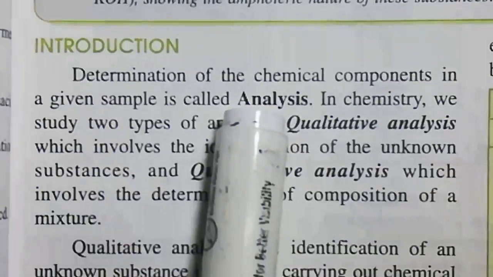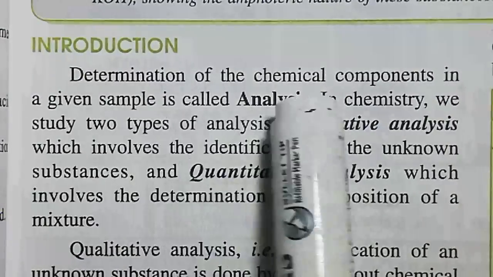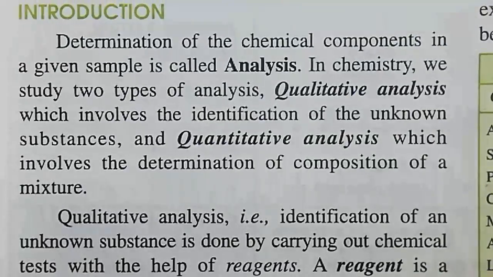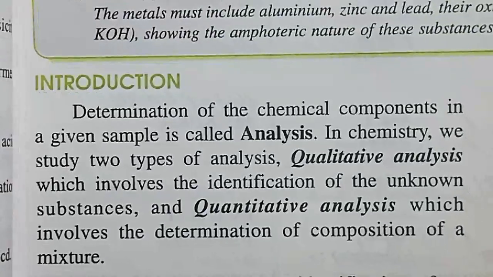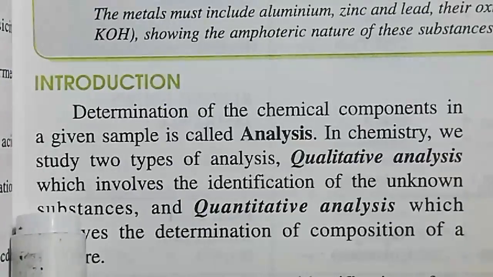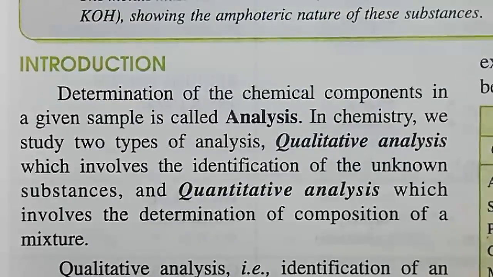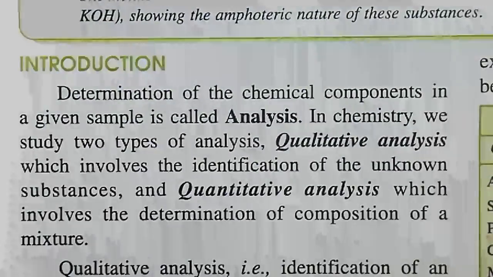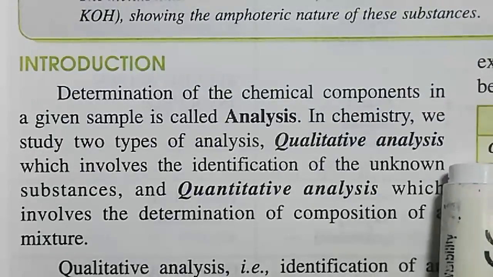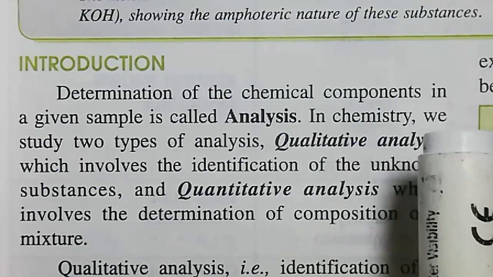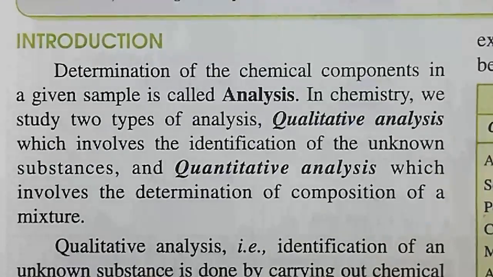Determination of the chemical component in a given sample is called analysis. In chemistry, we study two types of analysis. One is qualitative analysis, which involves the identification of the unknown substance, and the other is quantitative analysis, which involves the determination of the composition of a mixture. But in this part, our study is mainly related to qualitative analysis. In the next class or after class 12, you will do quantitative analysis. So here we will start qualitative analysis.